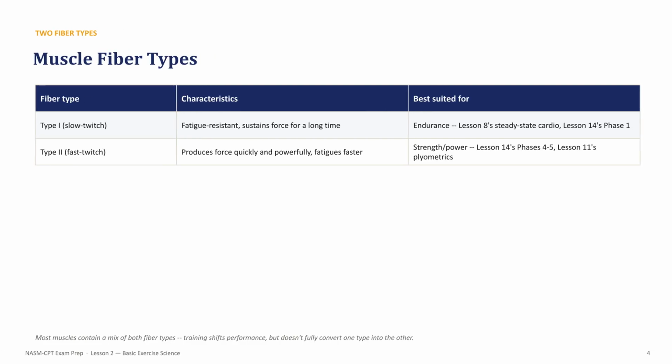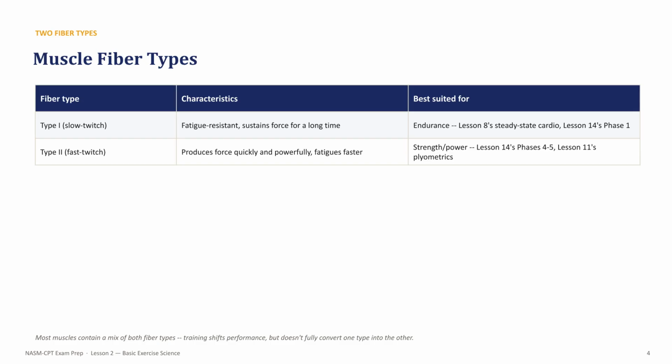Now let's talk about muscle fiber types. There are 2 main types. Type 1, also called slow twitch. These fibers are fatigue resistant, and they sustain force for a long time. They're best suited for endurance. Think steady-state cardio from Lesson 8. Or Phase 1 of the OPT model in Lesson 14.